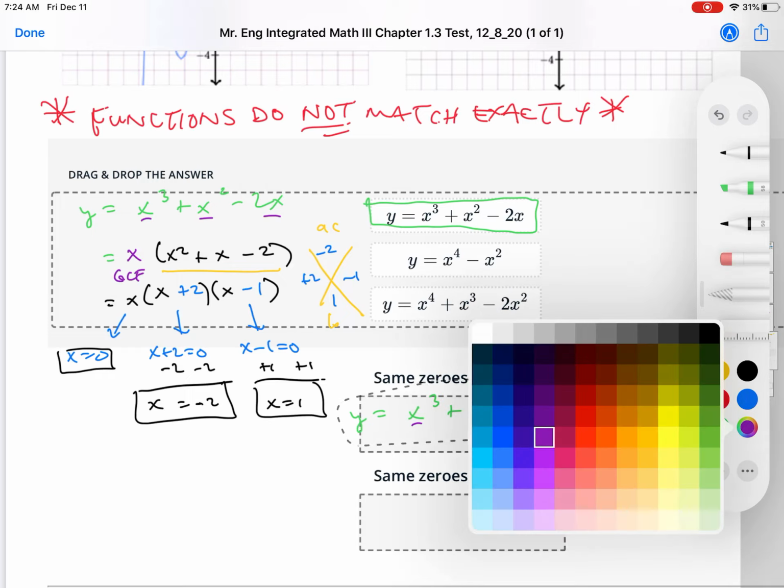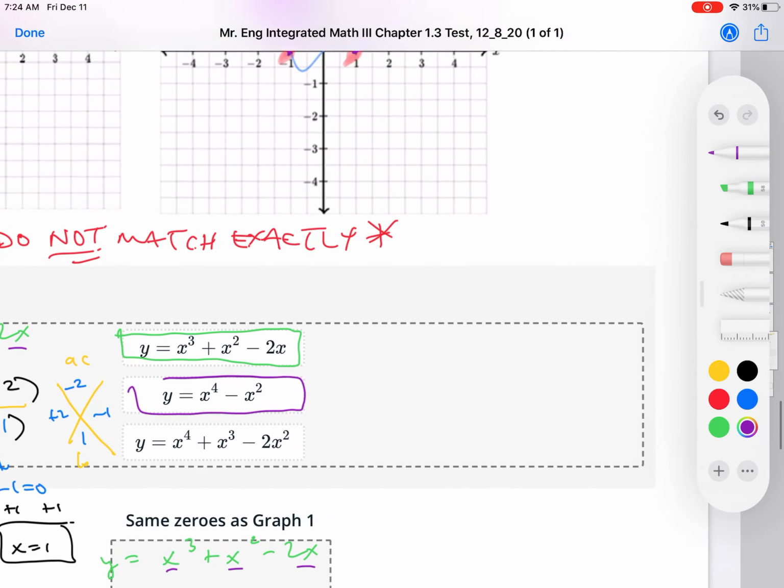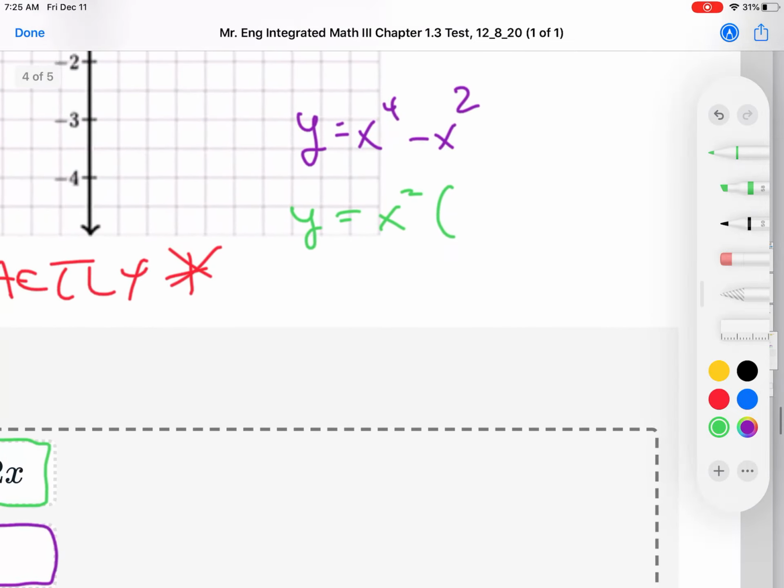All right, let's do this one in, oops, wrong tool, purple. Let's work on that over here. Y equals x to the 4th minus x squared. Okay, let's do the same thing. I notice they both have an x squared, so I'm going to factor out a GCF of x squared. And you'll be left with x squared minus 1. Remember, you can distribute to check your answer.